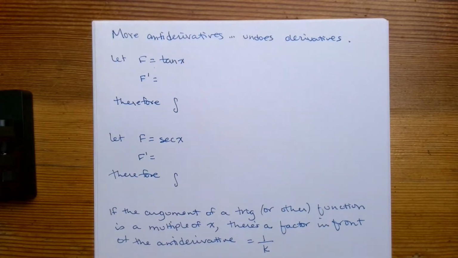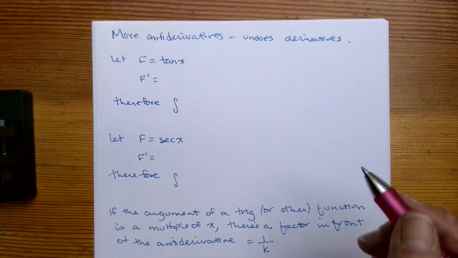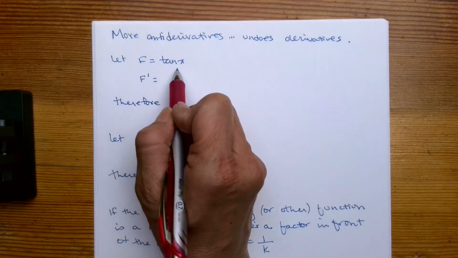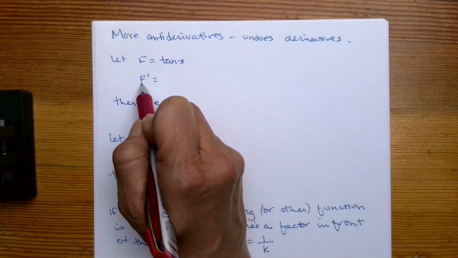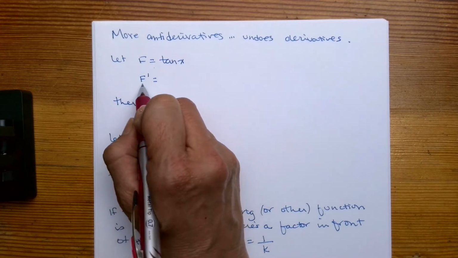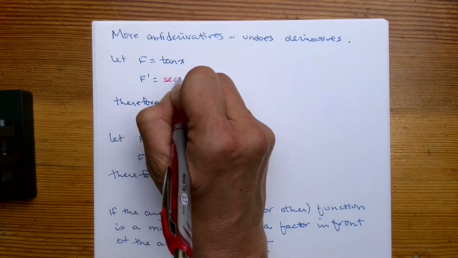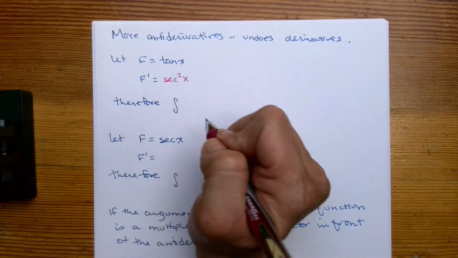So let's look at a couple more antiderivatives. So again, looking at the name, antiderivative means we are undoing derivatives. So we're going to go ahead and work backwards to find some of these trig ones. So let's let capital F equal tan x. So think back to differential calculus. F prime would be, right, exactly, so secant squared x.